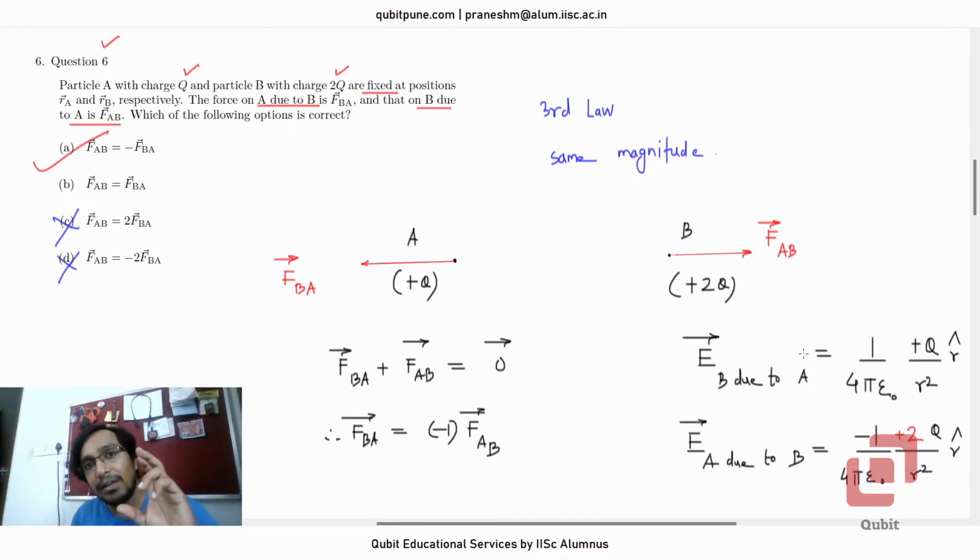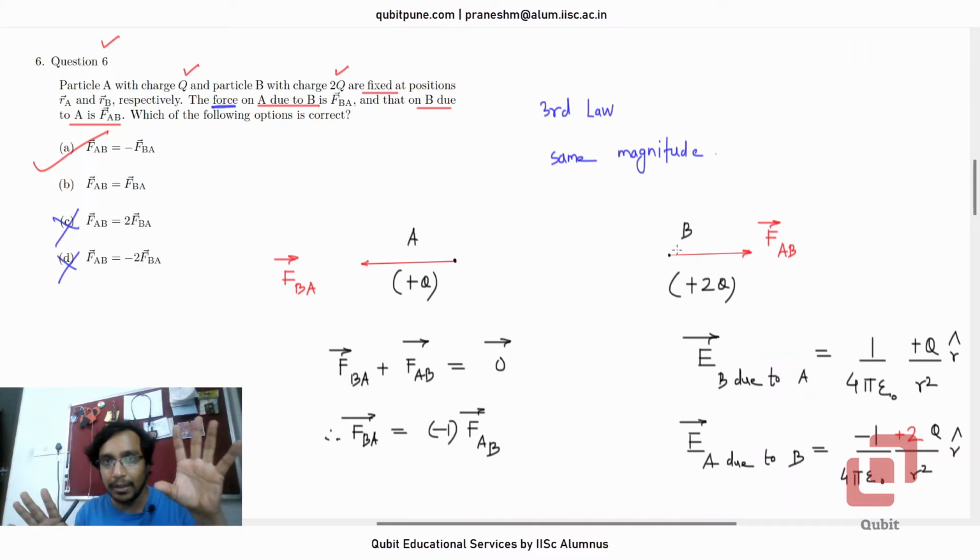Which means if you decide to take a look at the strengths of the electric fields, not forces, they're saying forces in the problem, but here we are talking about fields. So the field at B due to A is half of the field at A due to B, because charge B is greater in magnitude. Directions are opposite for electric fields, but in magnitudes, one is double the other.